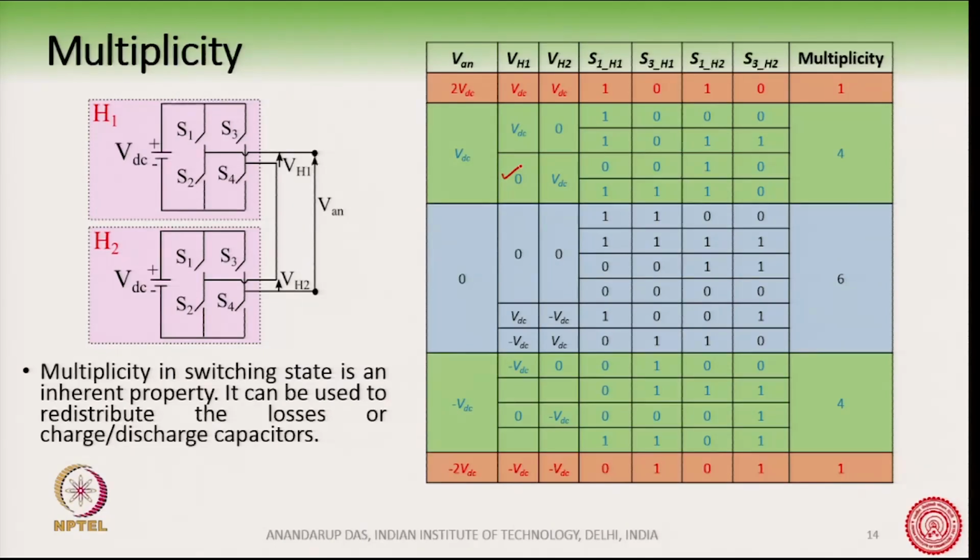Suppose I am in a situation where the capacitor voltage is going down and I want to immediately charge the capacitor, and I see that at that point of time the direction of current is such that if I choose this multiplicity, I will be able to charge up the capacitor quite quickly. I will choose that one instead of the second one. So, this multiplicity can be used to balance the capacitor voltages, for example, in a STATCOM application.